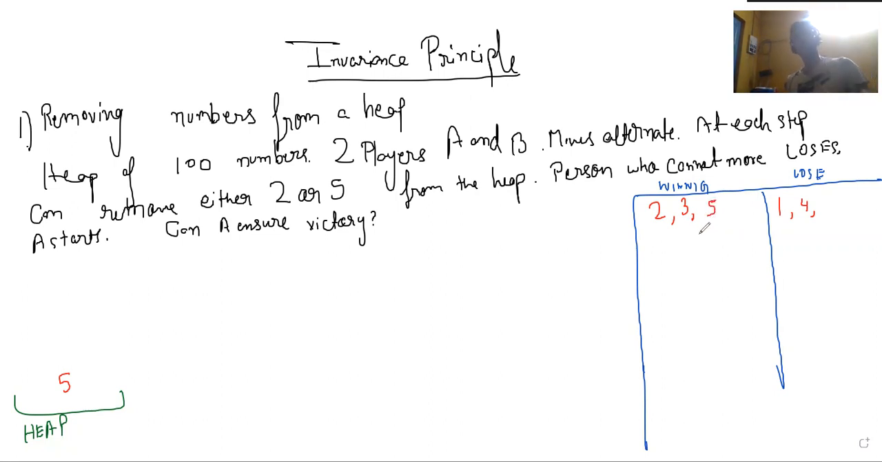You will notice that A winning and B winning is not really the question. The question is, if someone starts with a number n, can they ensure victory from that number? Then we will call that number a winning position.